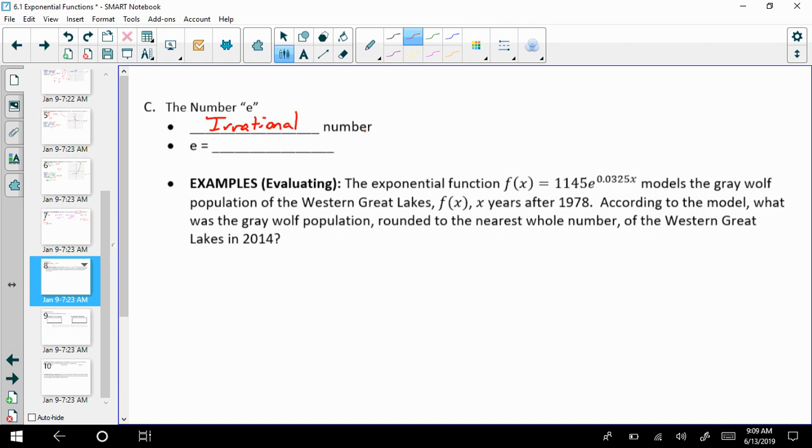So what do I mean by that? Well, remember we said if a number is rational, it can be written as a fraction, or as a decimal, it will either stop or it will repeat itself eventually. So where this number comes from, back in the day, they had an expression that looked like this. And they noticed this expression as they started plugging numbers in for x. So like if they plugged 1 in, they got 2 out. If they plugged 10 in, they got 2.59 out. If they plugged 100 in, they got 2.7 out.